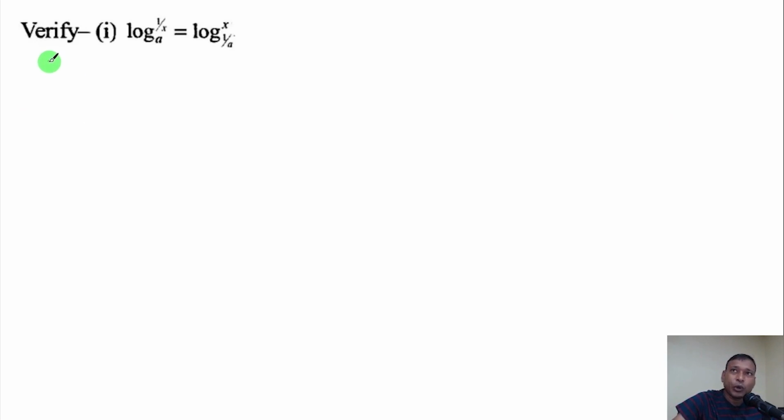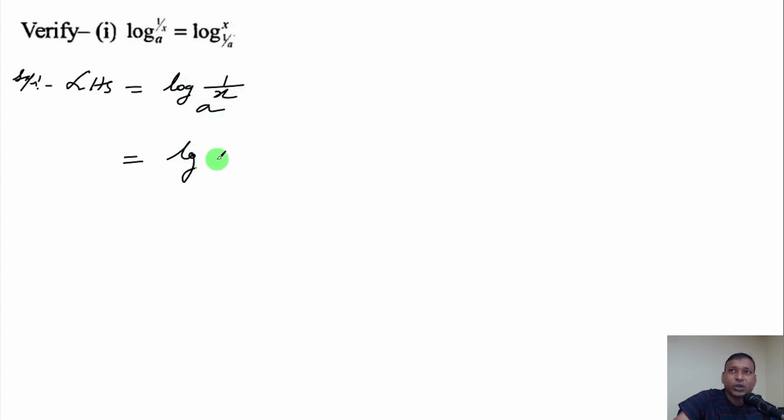So this is a problem of logarithm. Here we have to verify log 1 by x to the base a equal to log x to the base 1 by a. So let's verify. Let us write the left hand side here. This can be written as log x to the power minus 1 to the base a. We know 1 by a power n is a power minus n. That is why 1 by x is written as x power minus 1.